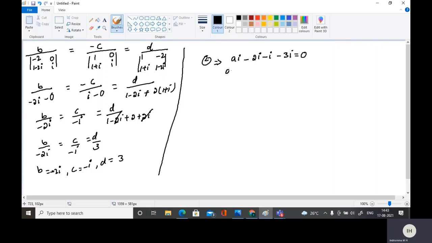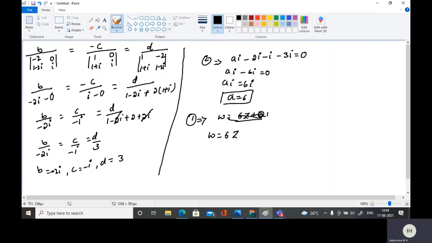Now simplification: ai - 3i - i is -4i, -4i - 2i is -6i is equal to 0. So ai is equal to 6i. So a is equal to 6. Okay, we have to substitute the a, b, c, d values in equation 1. So equation 1 becomes w is equal to (az + b) by (cz + d). What is b? b is -2i.